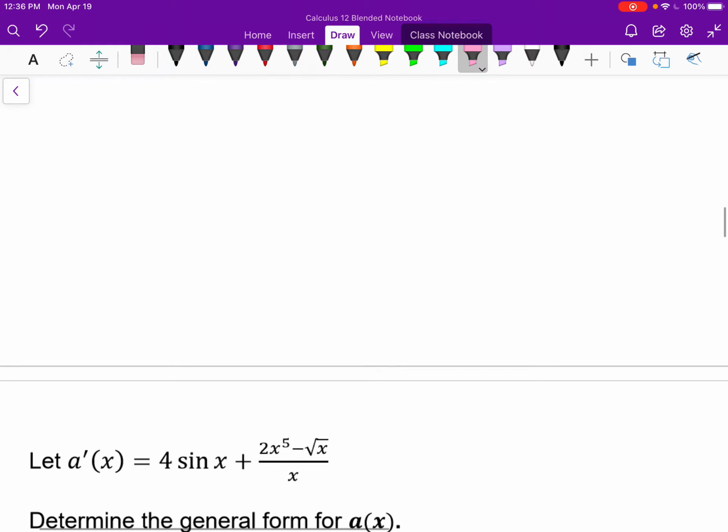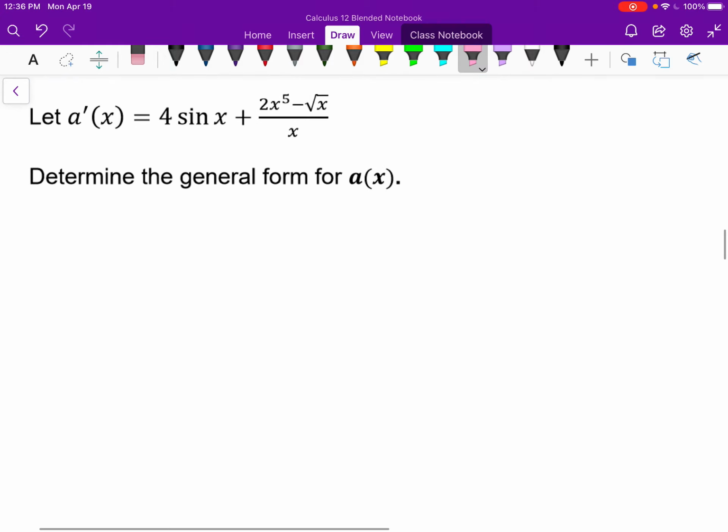All right. So let's just do a few examples. I have a prime being this function you see here. Let's find a of x, which really I'm asking for the antiderivative of the function I gave you. And so one thing I would do right away is focus on this part here. That's probably the trickiest looking part. The antiderivative of 4 sine x is relatively simple. What about this 2x to the power 5 minus root x over x?